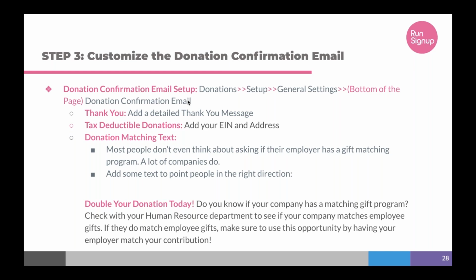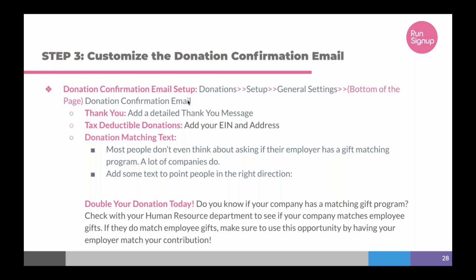The next part is you need to add your tax ID number and your address so that your donors can use that email as a tax deductible receipt. And the third part that I wanted to mention is if you have a donation matching program, you can include links and information about that in your confirmation email. A lot of companies actually do have a gift matching program. People don't know about them, but you reminding them about that is always good.